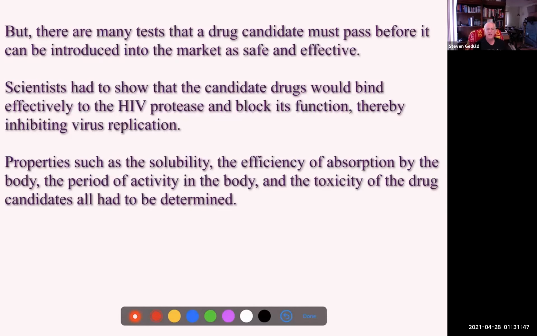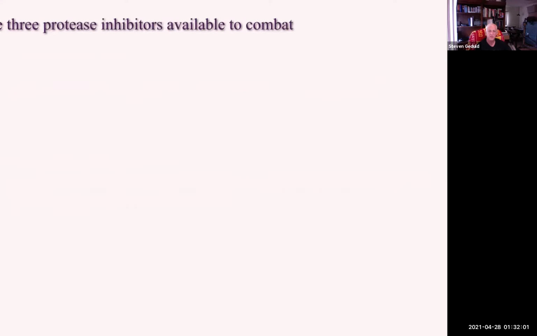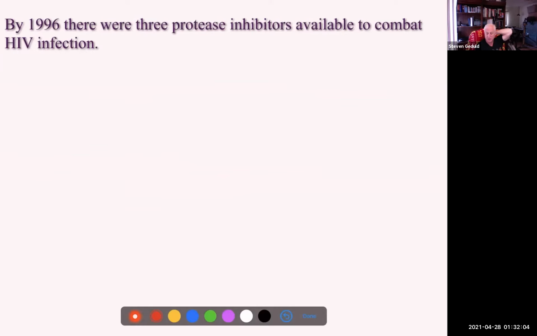Properties like solubility, the efficacy of absorption by the body, the period of activity in the body, and the toxicity of the drug candidates all had to be determined. It does you no good if the drug you're introducing is toxic to the body and kills it along with the AIDS virus. You've got to make sure everything is compatible with the human body first. By 1996, there were 3 protease inhibitors available to combat HIV infection.